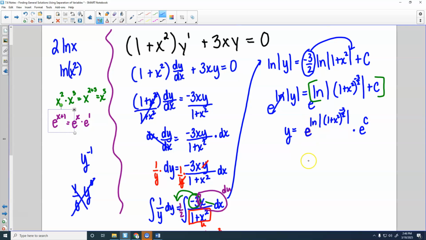Now, whenever I'm doing this part right here, I've got e to a natural log, and there's nothing on the outside, right? Because this c over here has got its own e. This is just an expression. Now my e and my natural log cancel. So I'm going to put the e to the c up front here, and then I've got absolute value of 1 plus x squared to the negative 3 halves.